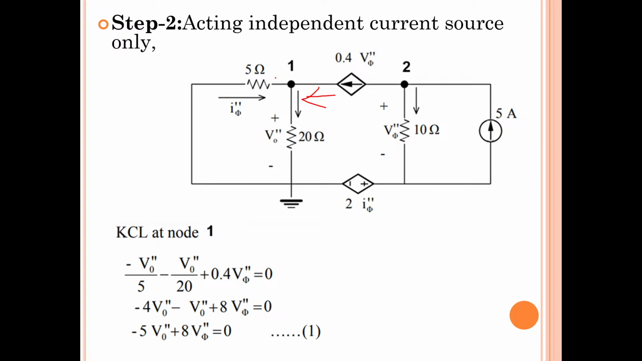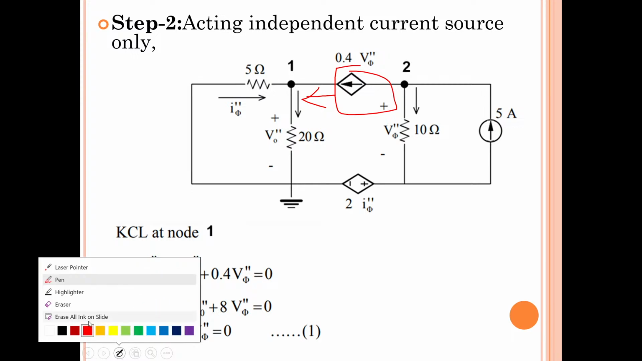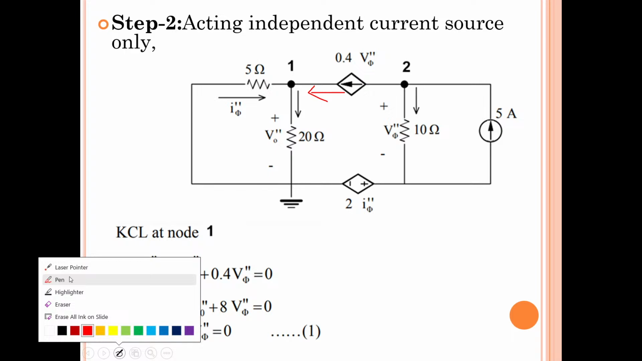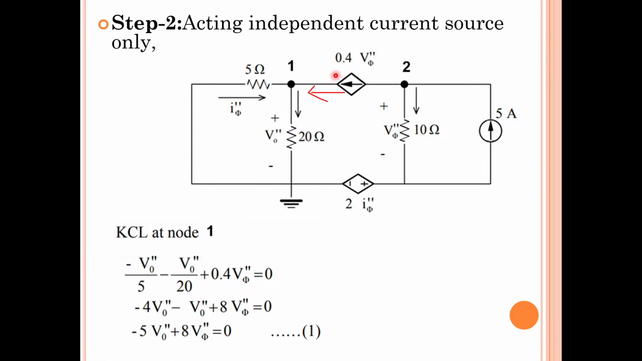The 5 ohms resistor is connected to node 1, the 20 ohms resistor is connected to node 1, and this dependent current source is connected to node 1. Total 3 branches are connected to node 1. So what are all the entering currents? These two are the entering currents, this current and this current. This is the entering current, this is the entering current, this is the leaving current.